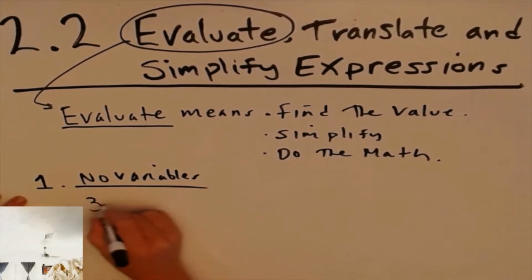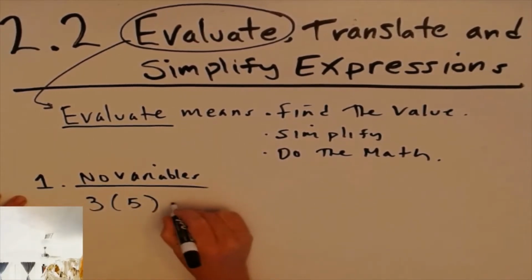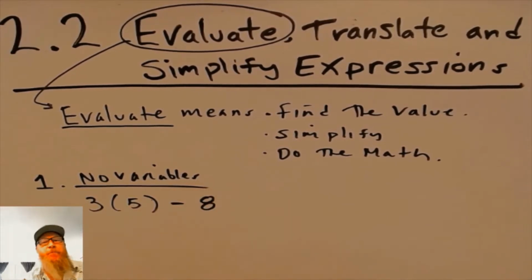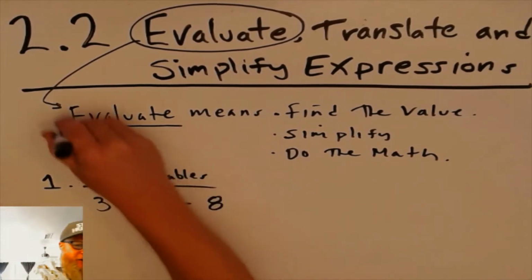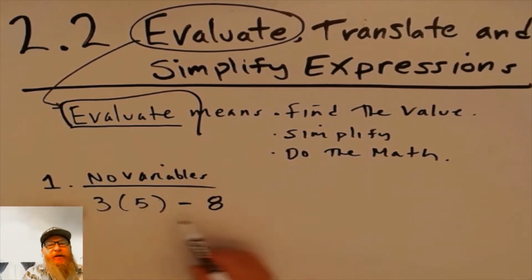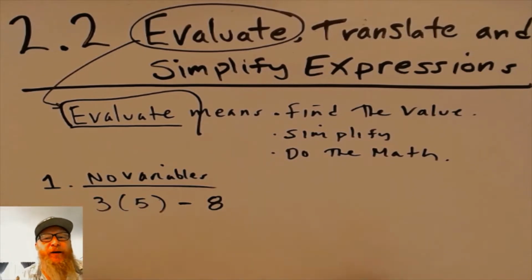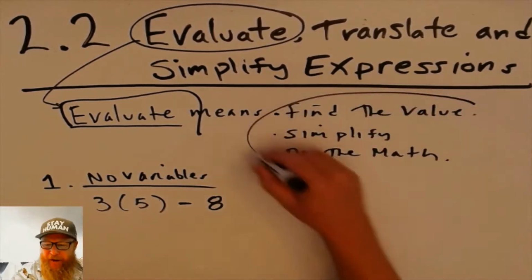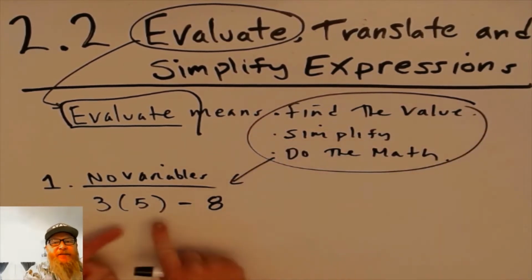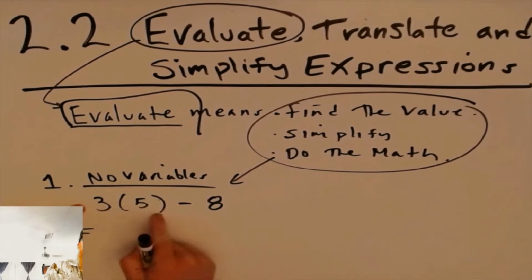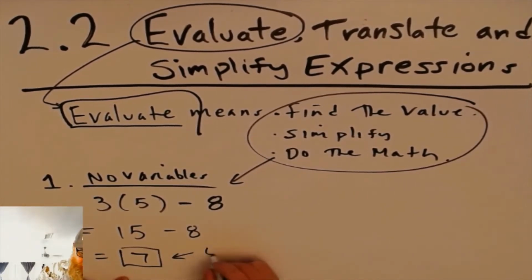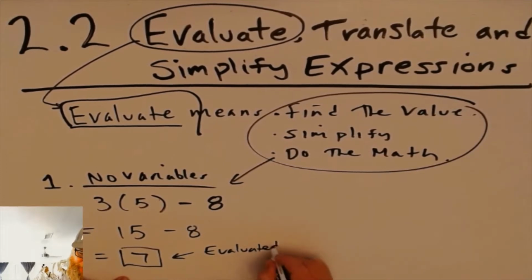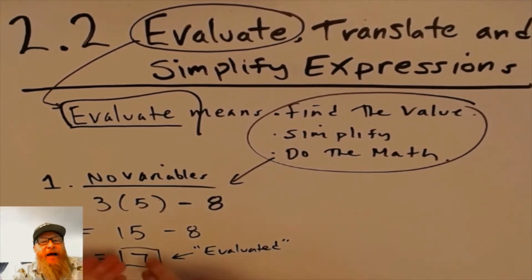So if you have no variables and you have some problem like this, and I'm starting off relatively simple today. So I say, evaluate the following, and there is no variable here. It's just an expression with no variable. Well, find the value. Simplify this. Do the math. So 3 times 5 would be 15. And 15 minus 8 would be 7. So this has been evaluated. And the value is 7.